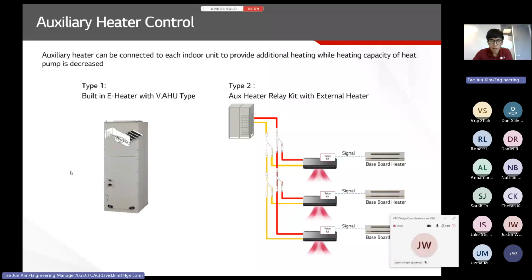Some of the ways could be the built-in electrical heaters on the indoor unit itself, or by providing the relay that will enable the auxiliary heater based on the manufacturer's logic. Basically, when the system realizes that due to the heating capacity derating, it's not efficient or not sufficient enough to maintain the heating demand in the room, it will signal to turn on the auxiliary heater. So those logics are already embedded into many of the VRF manufacturers' VRF systems.